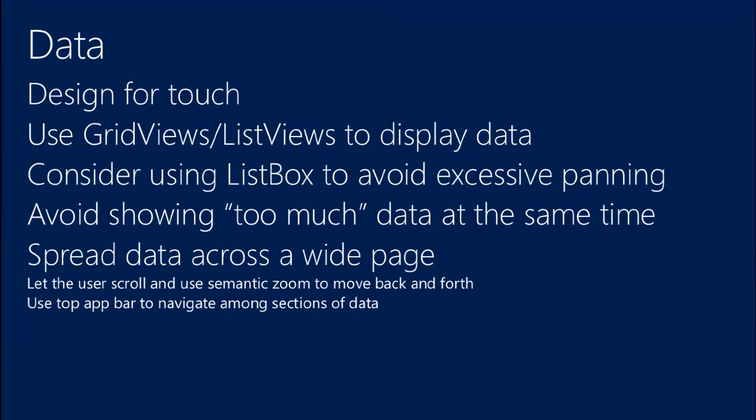And then spread the data across the wide page. Let the user use scroll and use semantic zoom to move back and forth. Let them use the top app bar to navigate multiple sections of data. As we saw, don't by default show a screen's worth of information and then have chrome to get to the other screens. By default, spread the data out and let them go back and forth.